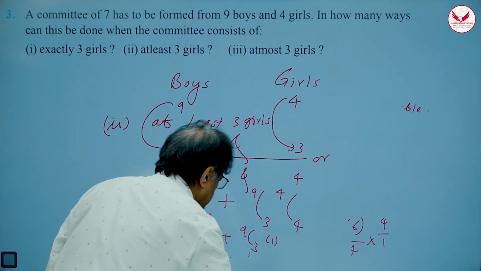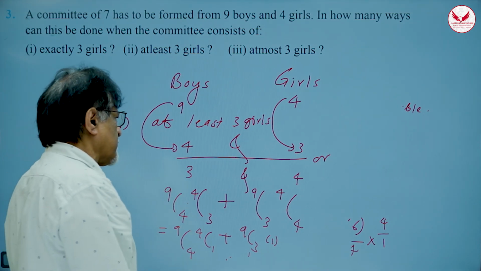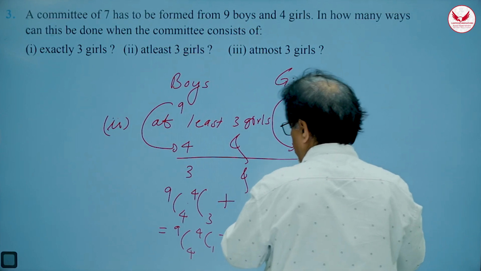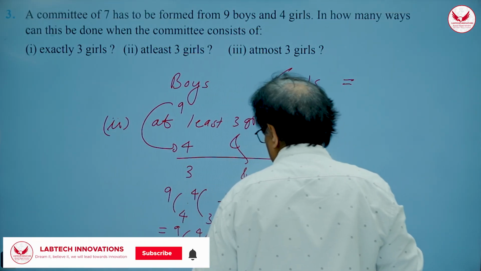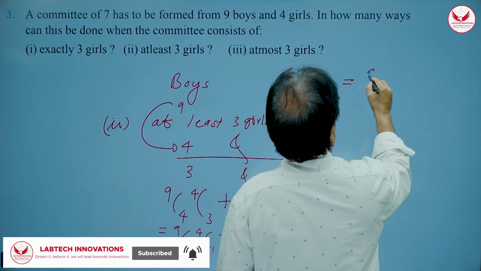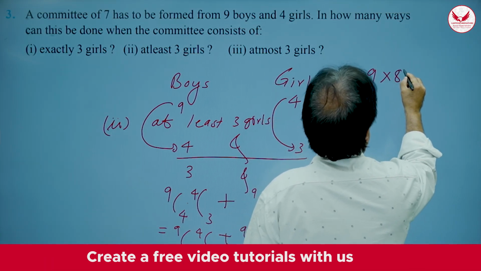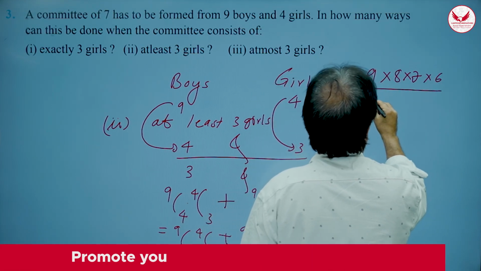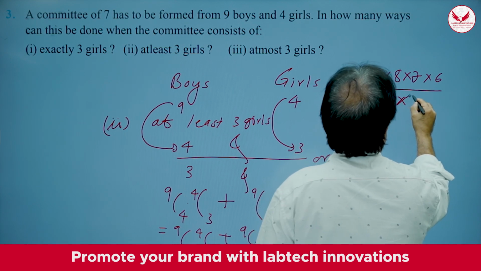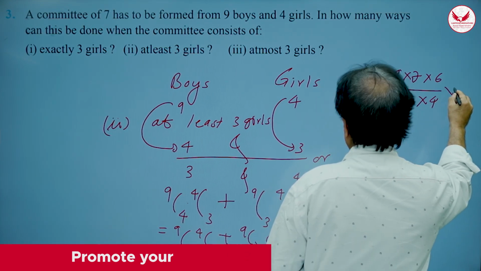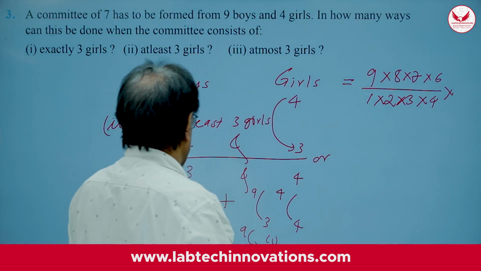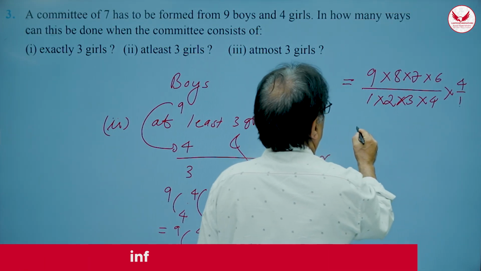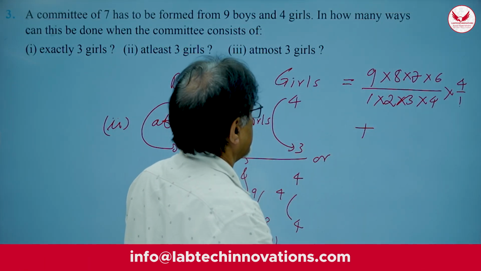4C4 is obviously 1. So let us write it as 1. Now it's very easy to calculate. So therefore, what happens here? If I want to calculate this number, it is 9C4. 9C4 means 9, go backwards, 8, go backwards, 7, go backwards, 6. How many times? 4 times. So 1 multiplied by 2, multiplied by 3, multiplied by 4, multiplied by 4C1. 4C1 is just 4 upon 1 plus, there is additional answer, 9C3.